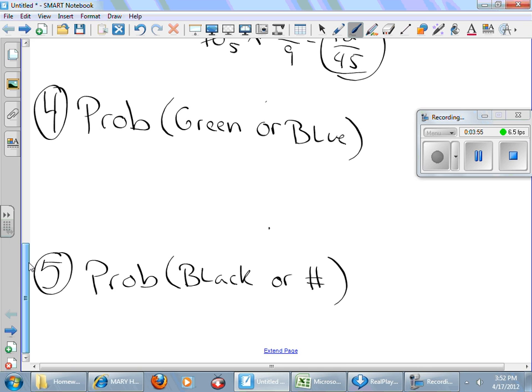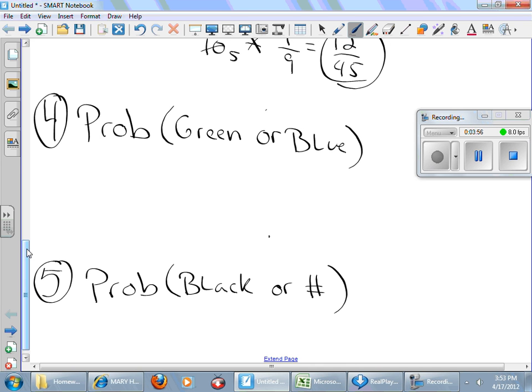All right, probability of getting a green or a blue. Ooh, look at that, different word there. First of all, it means it's going to be an addition problem. Second of all, it means only one event is going to happen. All right. Thirdly, I have to stop and ask, is it possible to get a green and a blue with only drawing one time?